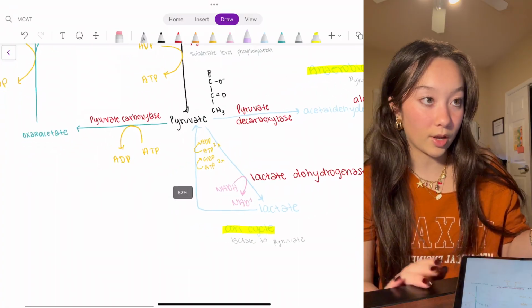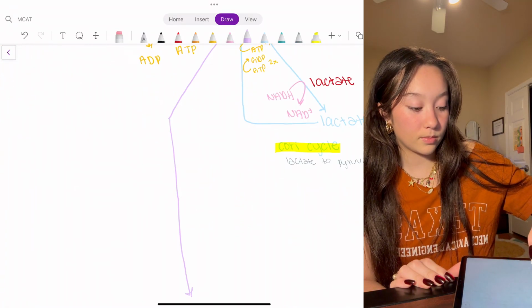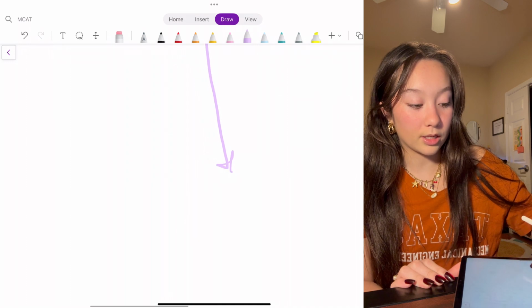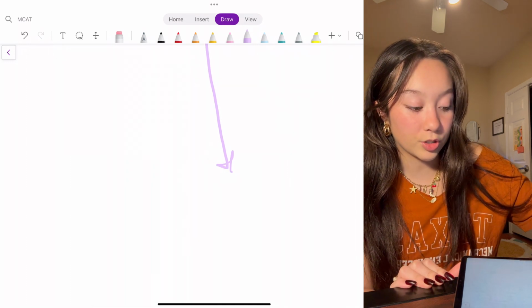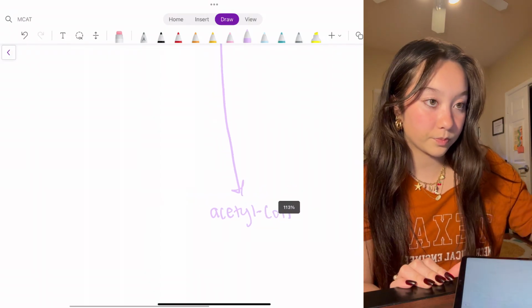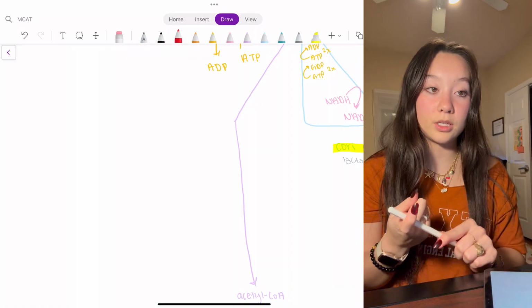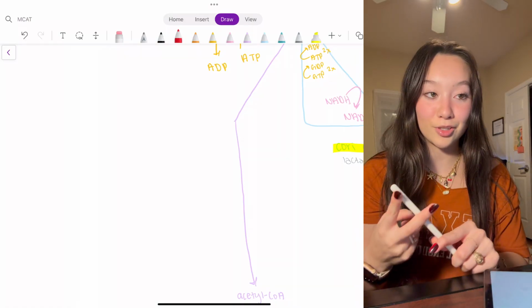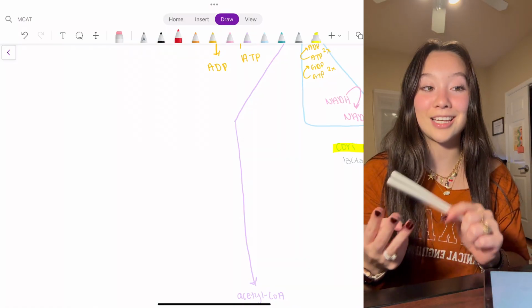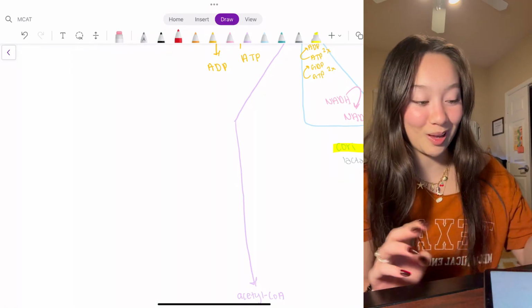But let's start right where we left off with pyruvate. So, as mentioned earlier, this is going to take it straight to acetyl-CoA. Now, the 3 enzymes that allow this to happen are pyruvate dehydrogenase, dihydrolipoyl transacetylase, and dihydrolipoyl dehydrogenase. So those 3, I'll write them all out.